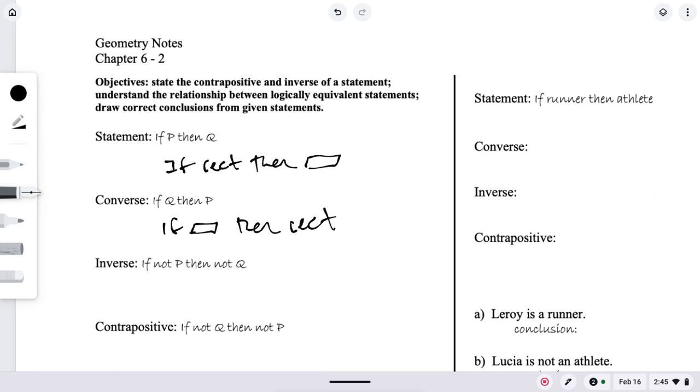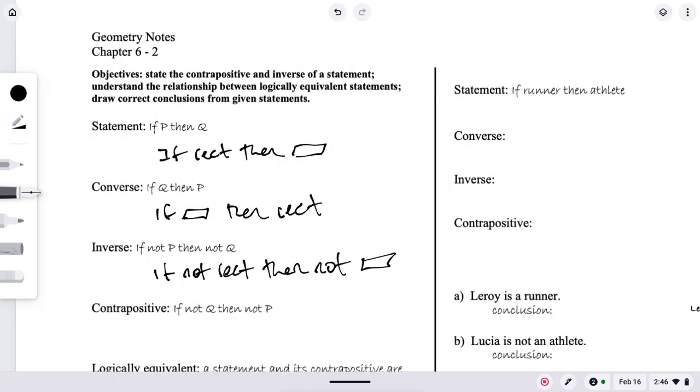You could have an inverse as well. So if not a rectangle, then not a parallelogram. Now, again, that's not true because a rhombus is not a rectangle, and it's definitely a parallelogram. So the inverse and converse, in this case, are both not true.